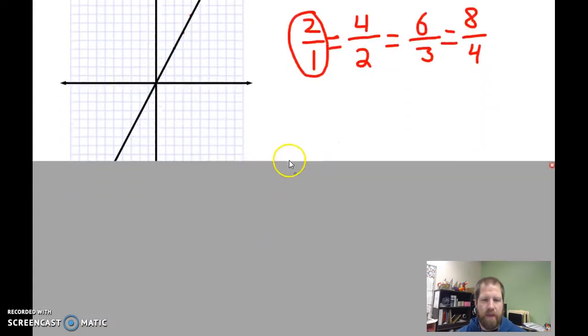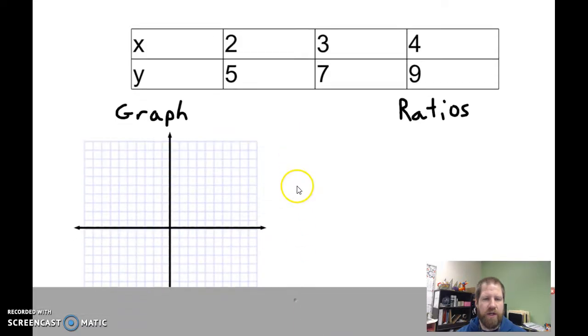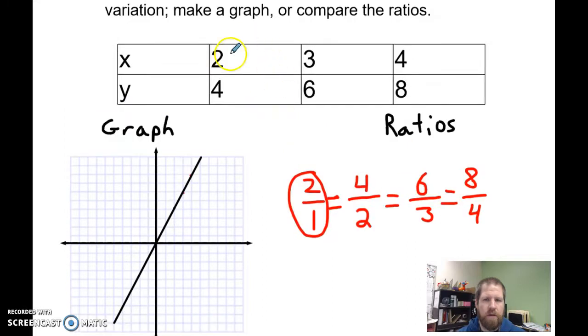Now, if we look at another one, you can see I have changed the values in this table, but only slightly. Our table up above was 2 and 4, 3 and 6, 4 and 8, and now I've just increased all my y values by 1. If I looked at my change, it would be the same. Up here, x increases from 2 to 3, so it goes up 1. Y increases from 4 to 6, it goes up 2. That's my slope, 2 over 1.